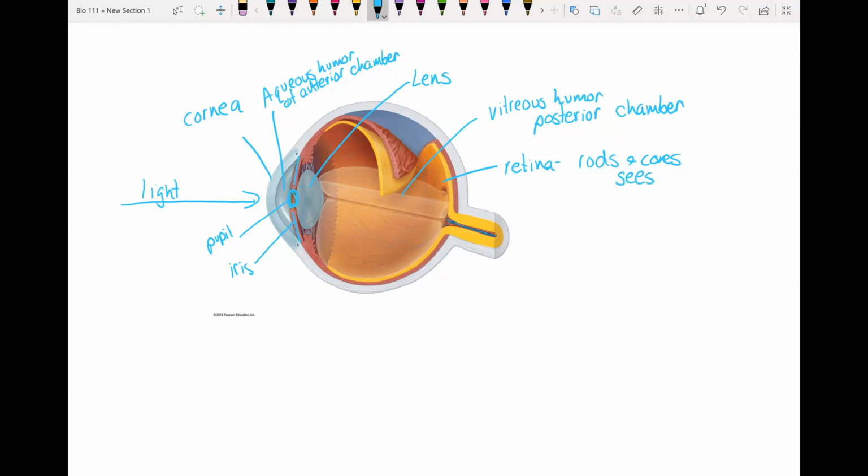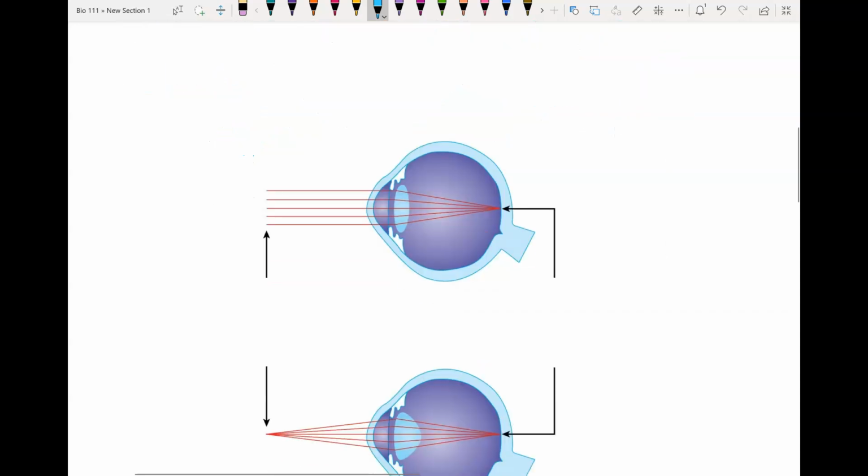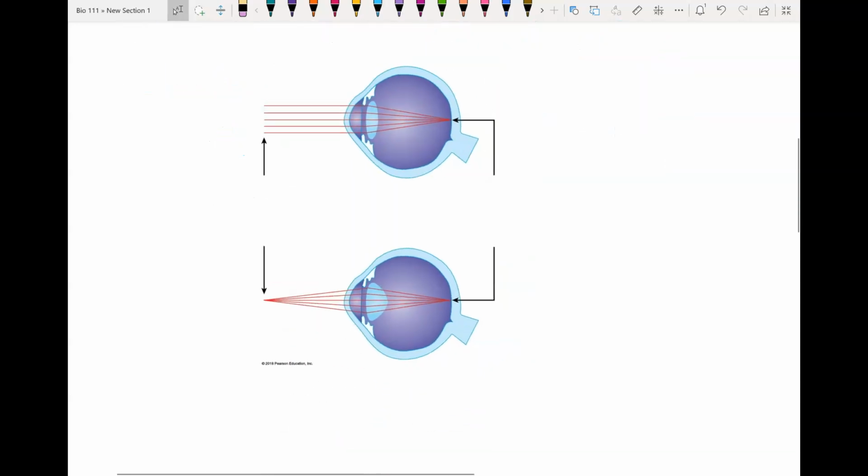This is where you're actually going to turn that light into a nerve signal, and then that nerve signal is going to go through here, your optic nerve, and if you remember the parts of the brain, it's going to go to the occipital lobe of your brain. So that's an overview of how light gets into your eye, and then you turn it into a nerve signal and you send it to your brain. Next, let's look at focusing.